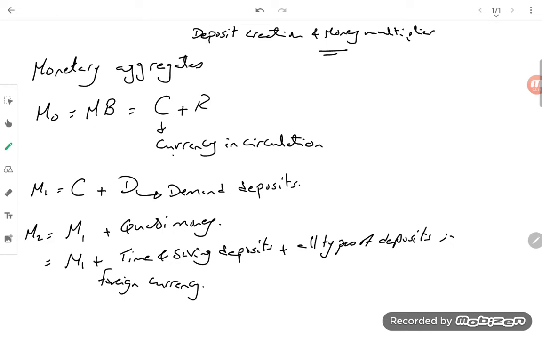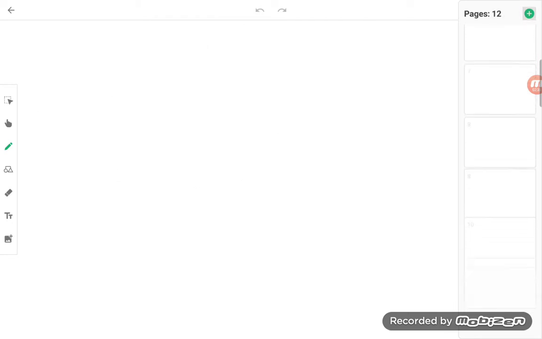In this chapter, we would like to know what is the relationship between the monetary base and the money supply, and how a change in any one of these components will affect the monetary base and money supply. Let's start with the simplest form of deposit creation. What is the multiple deposit creation process?